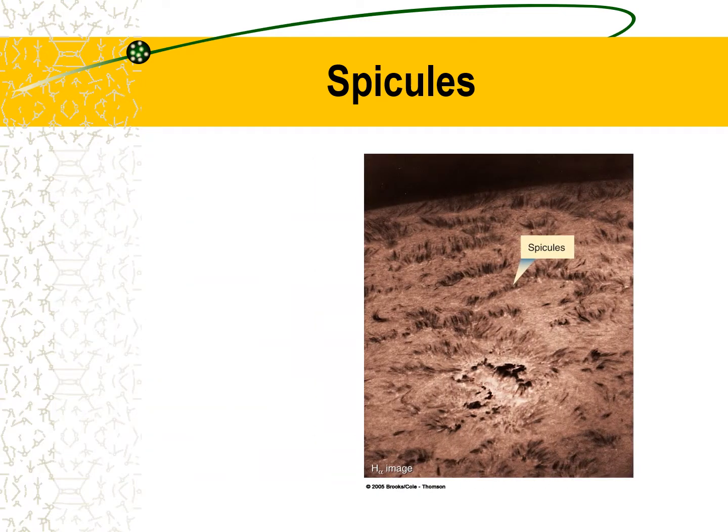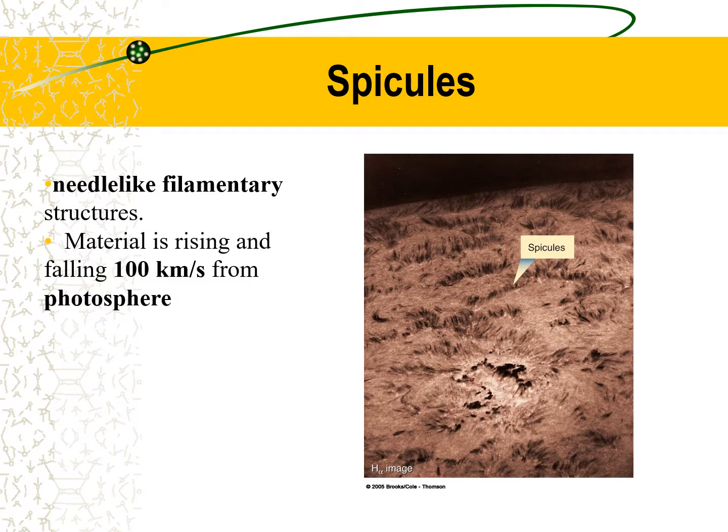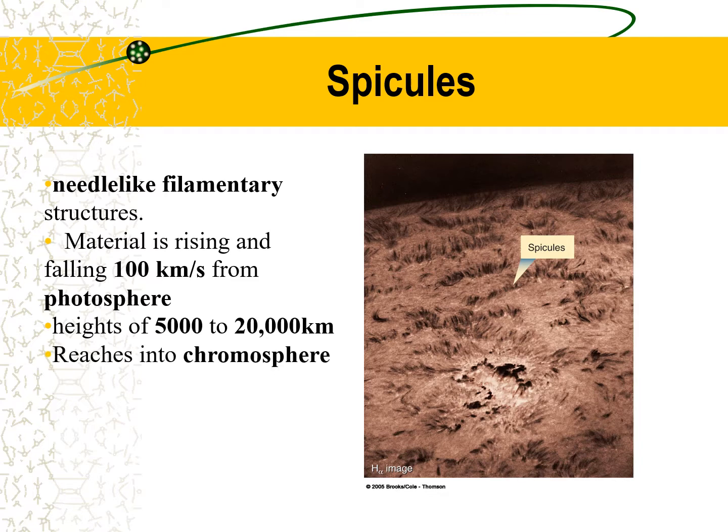Spicules are another feature that we see on the surface of the sun. They're needle-like filamentary structures that come up from the photosphere. This material is rising and falling about 100 kilometers per second. They can reach heights of about 5,000 to 20,000 kilometers. And they can actually reach up into the chromosphere.